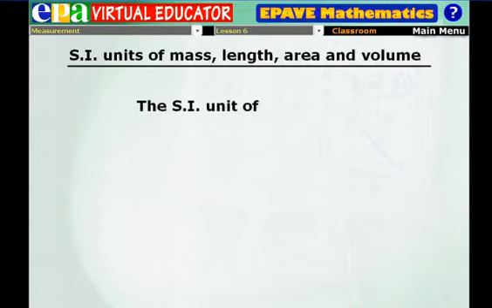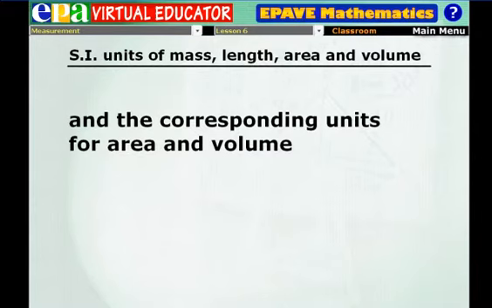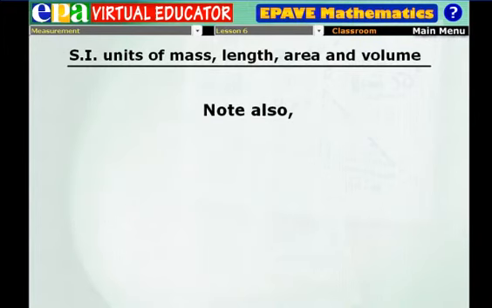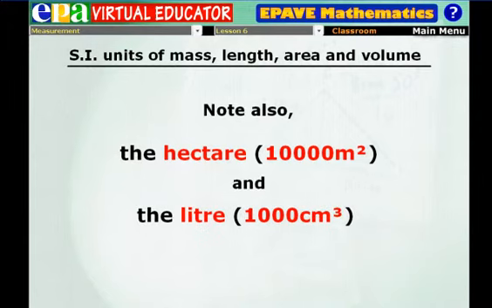The SI unit of length is the meter, approximately 39.4 inches, and the corresponding units for area and volume are square meters, m squared, and cubic meters, m cubed. Note also, however, the hectare, 10,000 square meters, and the liter, 1,000 cubic centimeters.